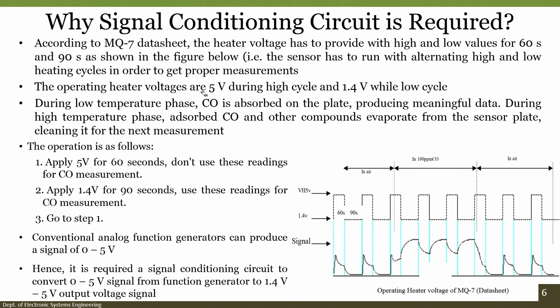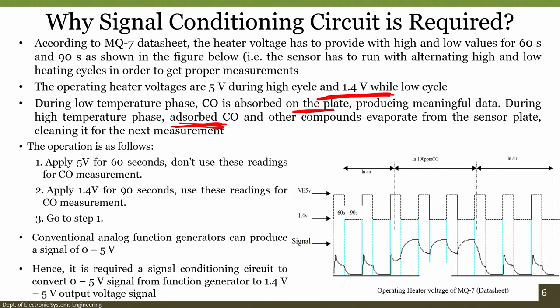But anyway, the operating voltages are 5 volts during the high cycle, while it is 1.4 volts during the low cycle. During the low temperature phase, CO is absorbed on the plate, producing meaningful data. But during the high temperature phase, CO is desorbed. Desorbed means it will come out, as opposed to adsorption.